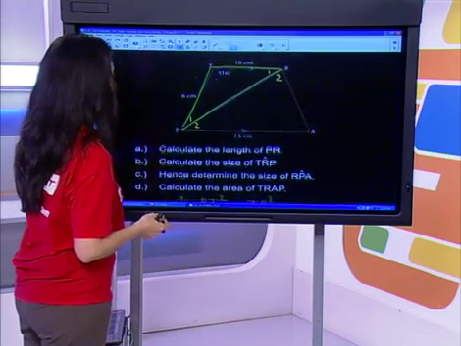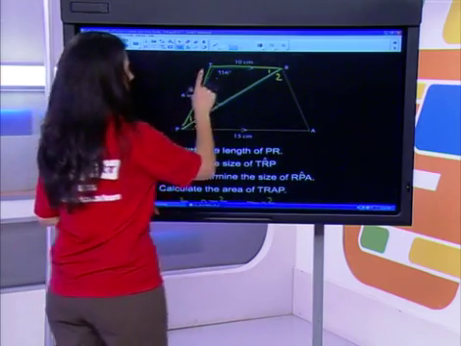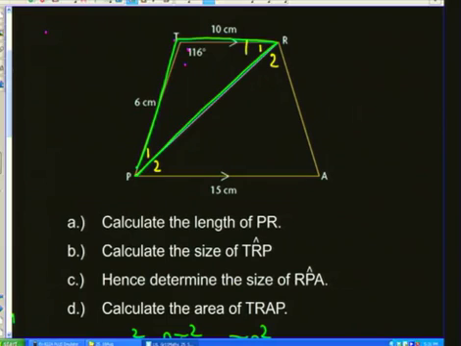Then we want to calculate the size of TRP. TRP is this angle over here. I begin by finding what's opposite that, 6. And I've now just calculated that 116 is opposite that new value that I found. So if the information is opposite, then I can use the sine rule.